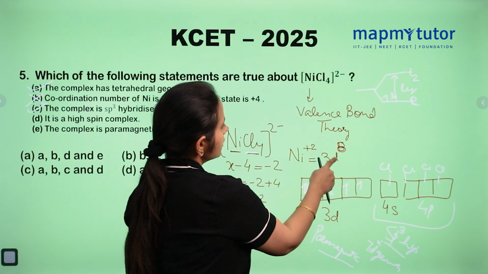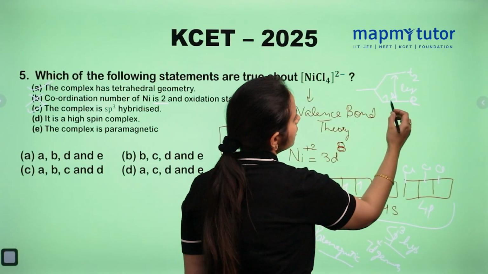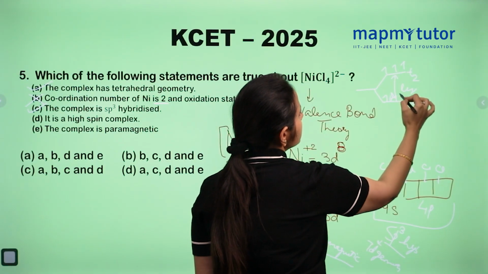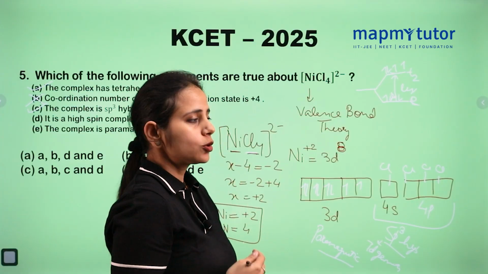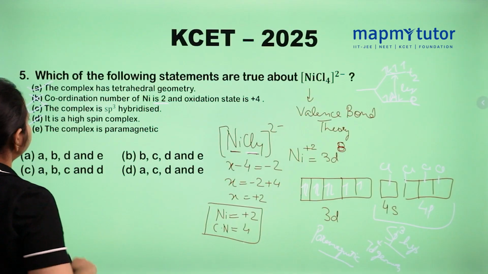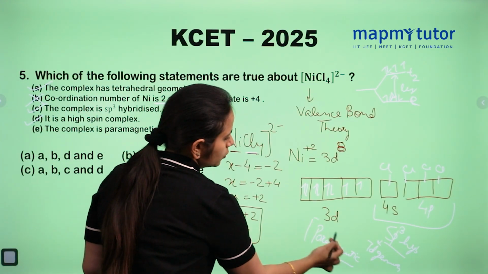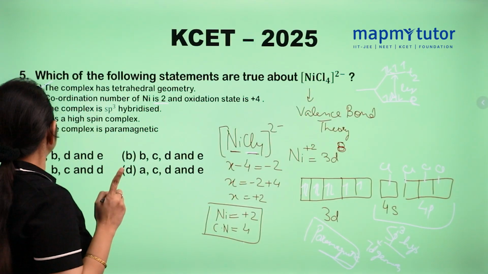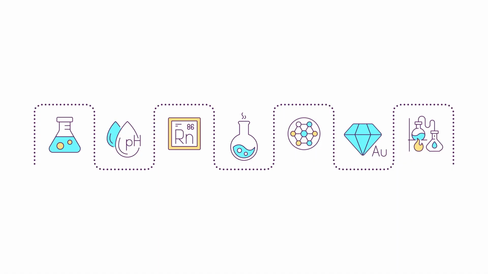For this, there are 8 electrons in case of nickel. So how will we fill this? 1, 2, 3, 4, 5, 6, 7 and 8. So we get 2 unpaired electrons. So this is a weak field high spin complex. This is right. Next, the complex is paramagnetic. This is true, right? So options A, C, D and E are the right ones. So D is the right answer.